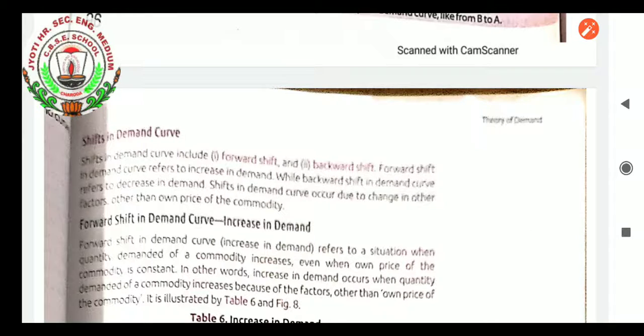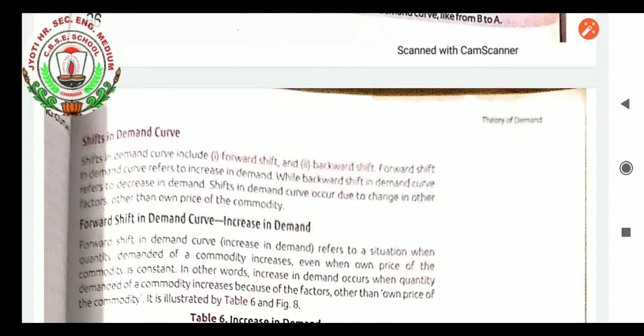Shift in demand curve, we have learned yesterday, happens when the own price of commodity is the same, and other factors of the particular product increase or decrease. Shift in demand curve includes forward shift and backward shift. Forward shift in demand curve refers to increase in demand, while backward shift in demand curve refers to decrease in demand. It occurs due to a change in other factors other than own price of the commodity.